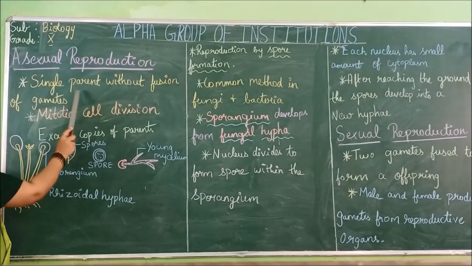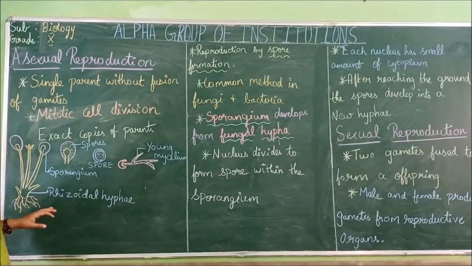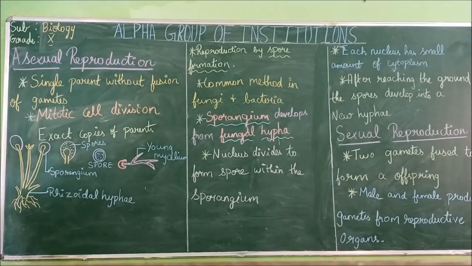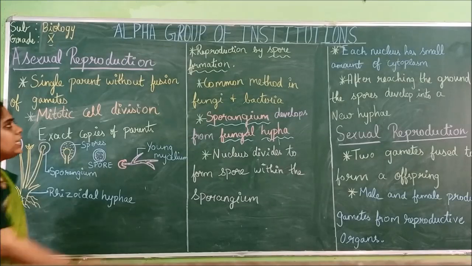In asexual reproduction, a single parent is present. No fusion of gametes is happening. Mitotic cell division takes place. The new offspring will be exact copies of the parents. Asexual reproduction usually happens in bacteria and fungi.